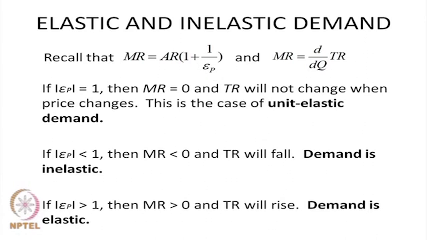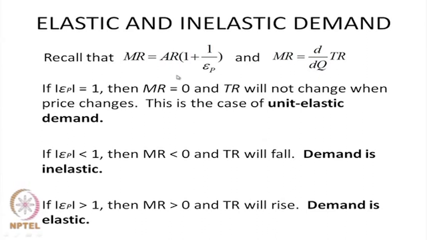Now, we will discuss elastic and inelastic demand cases. Here, first of all, we see that MR is always negative and less than AR, and MR is equal to d dq of TR. That also we know. Now, if epsilon P mod value is equal to 1, then what happens? Epsilon is negative, therefore, if its mod value is 1, then epsilon P is minus 1, and therefore, 1 minus 1 makes it 0, and therefore, MR is equal to 0.